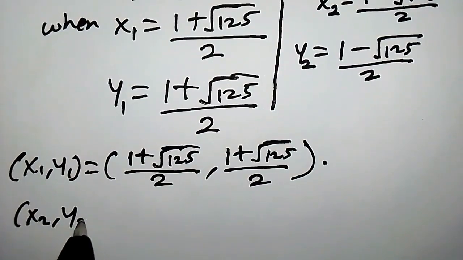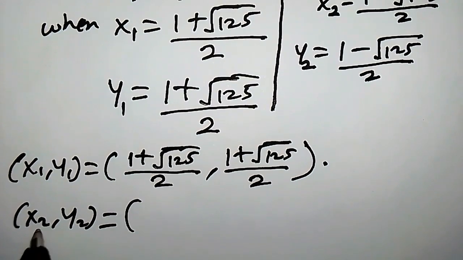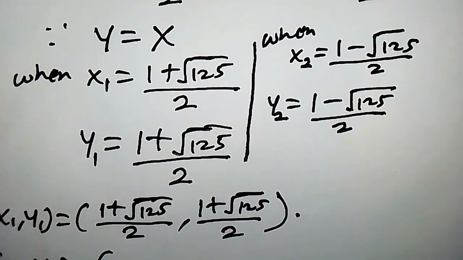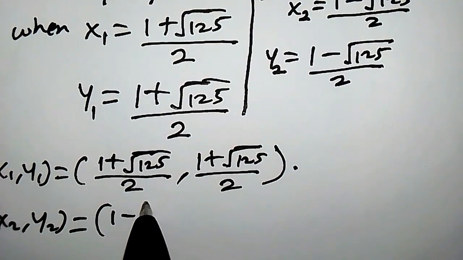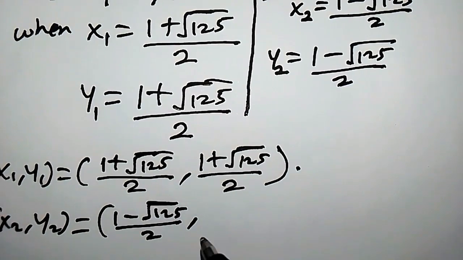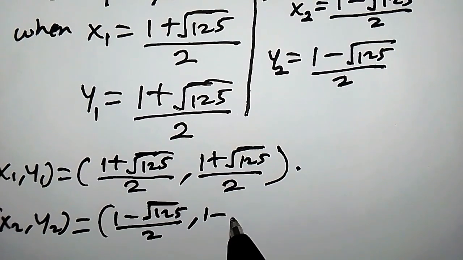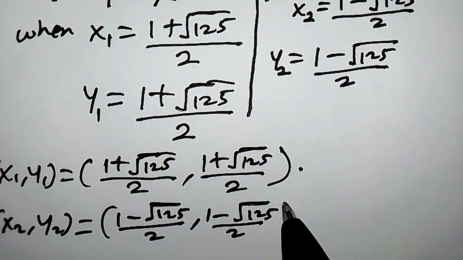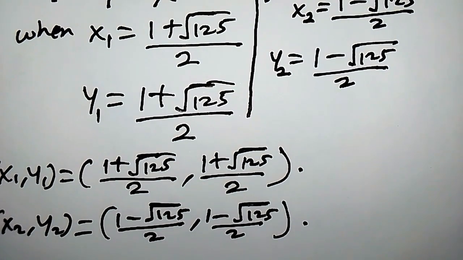x2 comma y2 is equal to, what is x2? x2 is (1 minus square root of 125) divided by 2, comma, y2 is (1 minus square root of 125) divided by 2. This happens to be the second solution.